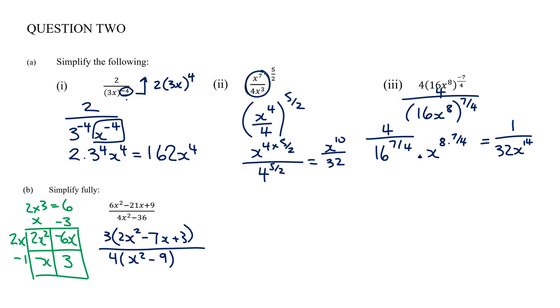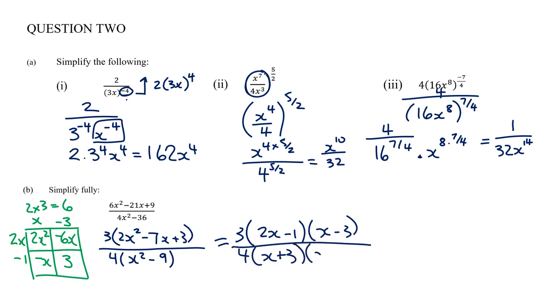Yeah? And that bottom line, that's the difference of 2 squares, eh? X plus 3, x minus 3. Yeah. So this here simplifies or factorising further to be 2x minus 1, x minus 3, all over 4 lots of x plus 3, x minus 3. Okay? Happy with that?